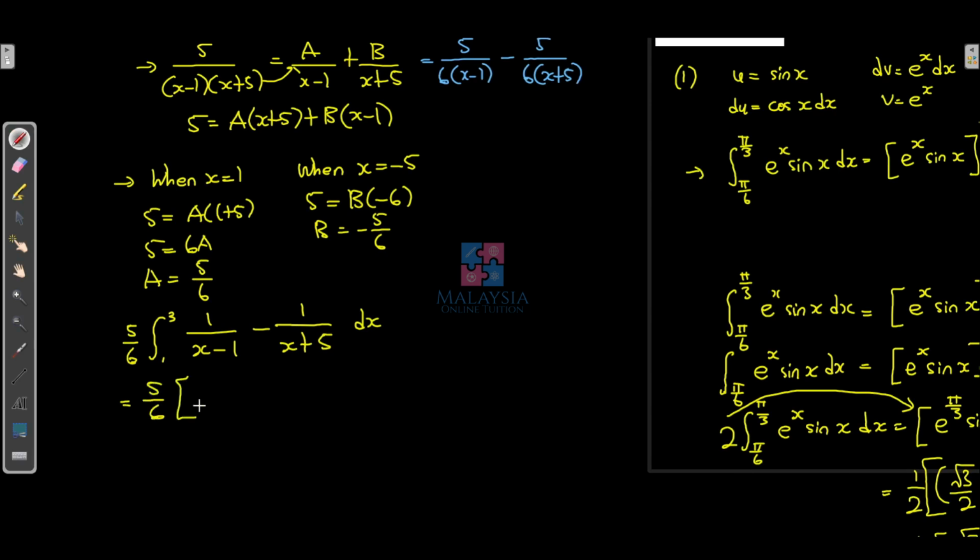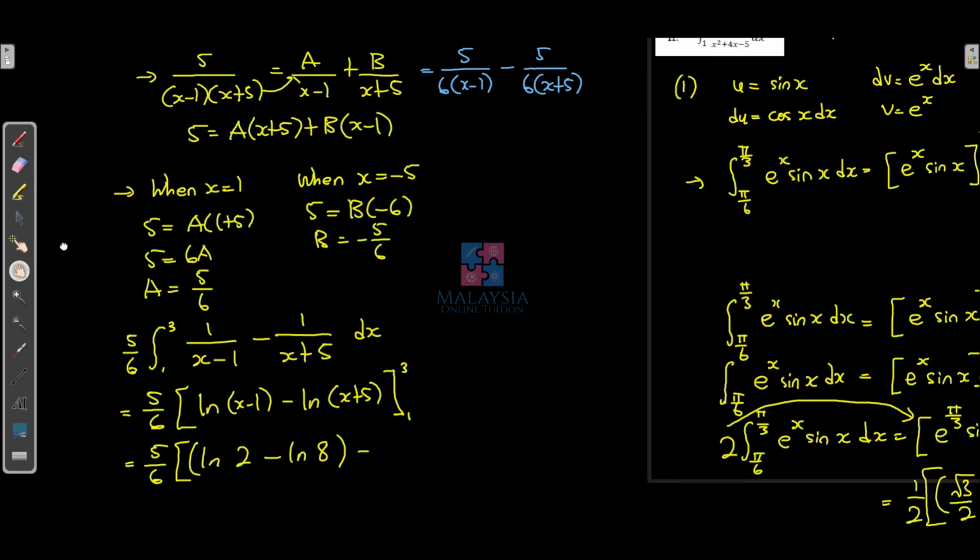So when we integrate, what do we get? ln of x minus 1 minus ln of x plus 5 from 1 until 3. Okay, so then 5 over 6. So ln of 3 minus 1, that is ln 2, minus ln of 3 plus 5, that is 8. And then minus, okay, okay. That is a problem here, okay?